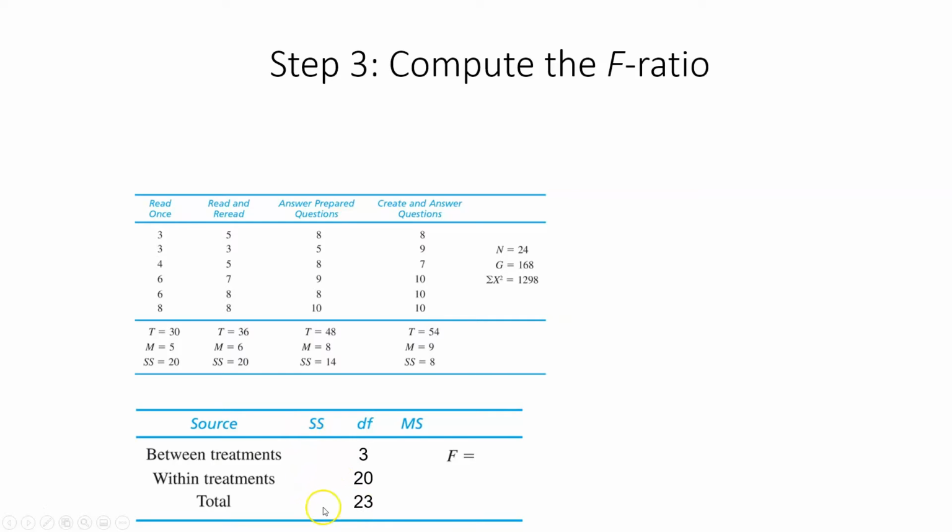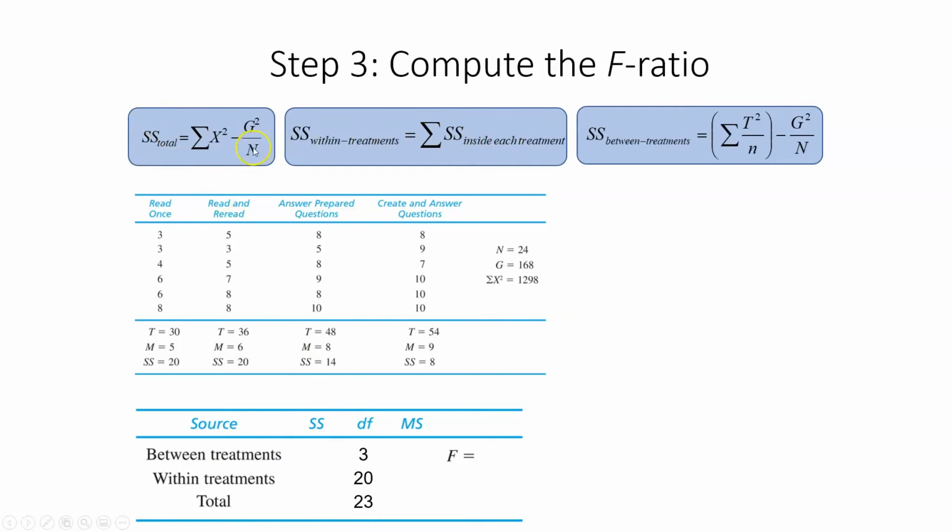So let's now figure out the sum of squares. Here are our formulas. The sum of the x squared minus G squared over N, that is 1298 right there. G squared, 168 squared, divided by the big N, 24, equals 122.